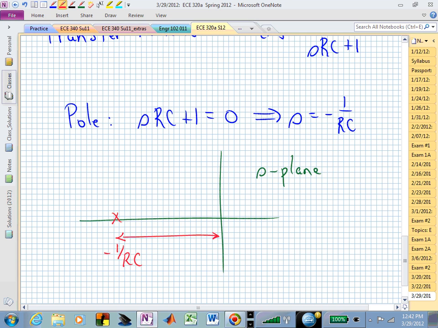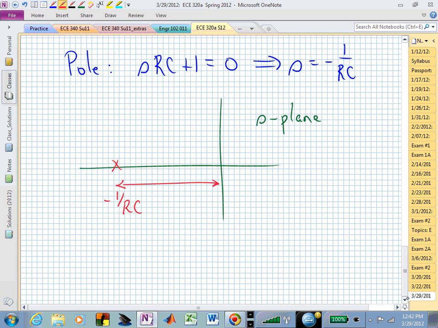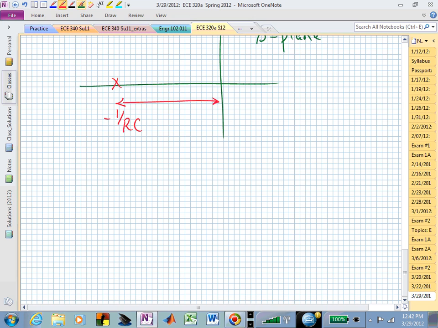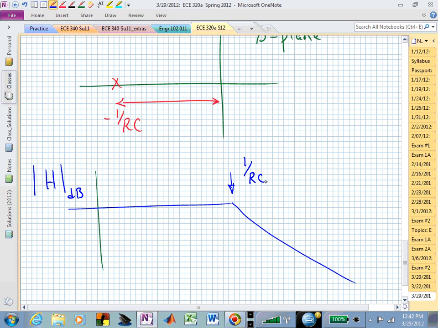If we wanted a low-pass, this is a low-pass filter, this transfer function, and we will see that it will have a magnitude response that looks something like that. That's the magnitude of H in dB. And this particular point that we do these straight line approximations for is the pole location, or the value of the pole. And this is now 1 over RC.